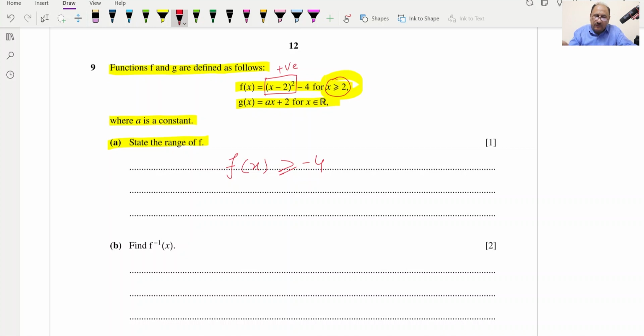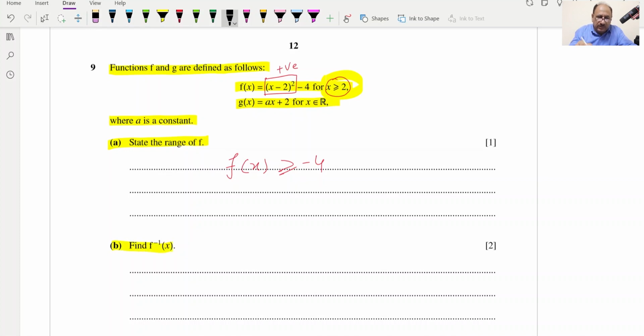If we take x equal to 2, then x minus 2 will result in 0. So 0 squared will be 0, minus 4. So in that case, we'll get minus 4. That's why we have included the equal to symbol as well. Now find f inverse of x.